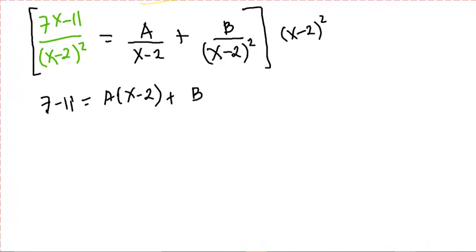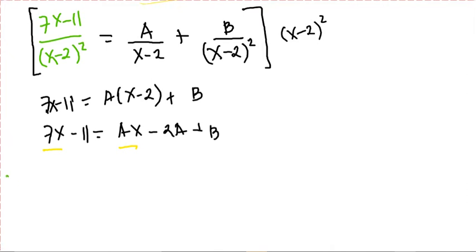Now, we have 7x minus 11. So, let's distribute. We have 7x minus 11 is equal to ax minus 2a plus b. And then, like what we did earlier, we are going to equate our equations. So, we have the x terms. So, equate them. For our x value, a is automatically equal to 7. Okay, so a is equal to 7.